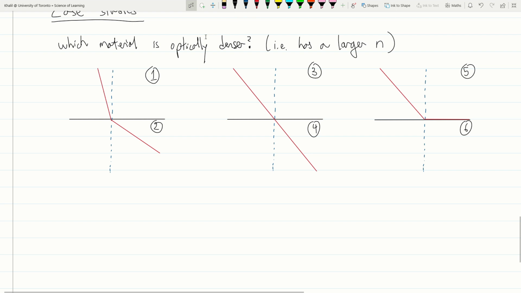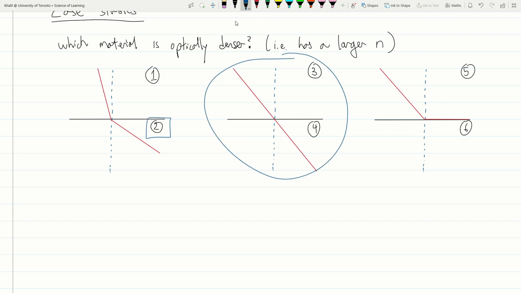Okay, time is up. Well, as we can see in the first scenario, the light bends further away from this normal line in material 2, so 2 is denser. And in this case here, well, the light is just going straight through. So this is the same material in 3.